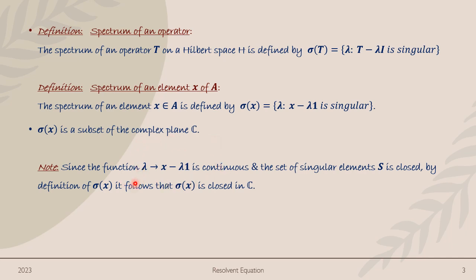Now we know that the function which takes the scalar lambda to the vector X minus lambda I is continuous, and we have already proved that the set of singular elements S is closed. S is nothing but the complement of G, where G is the set of regular elements, which is open. G is open, and so, being the complement of G, S is closed. Hence, S is closed, containing singular elements. Sigma of X contains the scalars such that X minus lambda is singular, and also the mapping which takes lambda to X minus lambda is continuous. We can say sigma X is also closed in C.